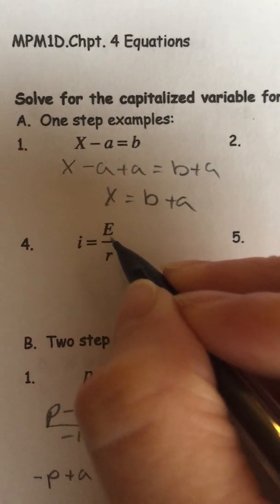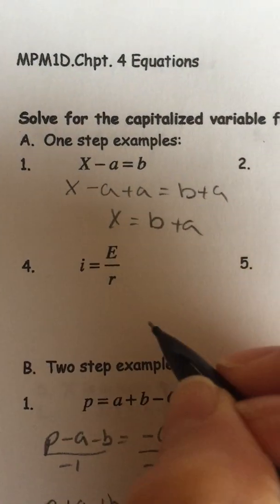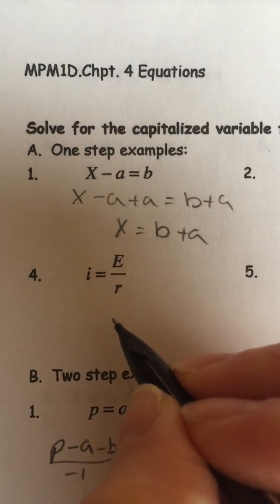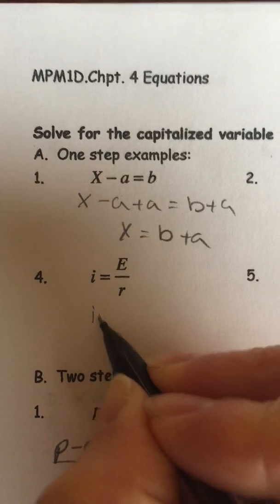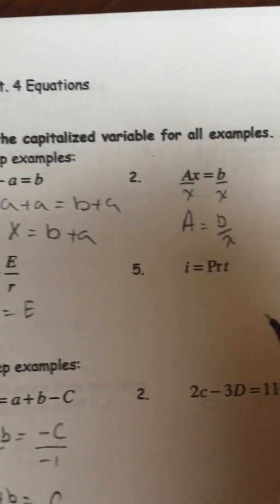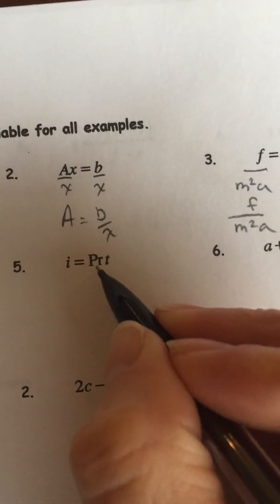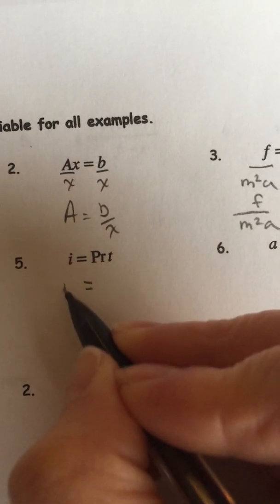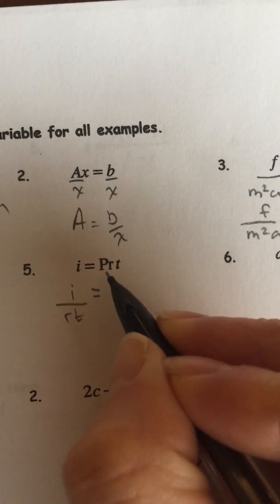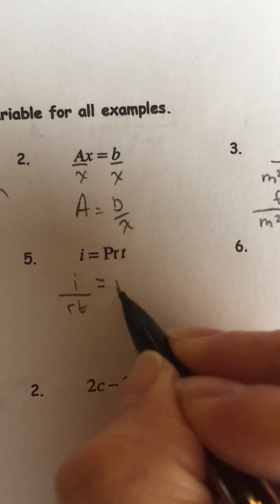I need to solve for E. What's attached to E? R is, it's attached by division, so I'm going to undo it by multiplying both sides by R. IR will equal E. Number 5. I got two things attached to P, both by multiplication. I can undo them both by division. Divide by RT. If I divide this by RT, I'll be left with P.